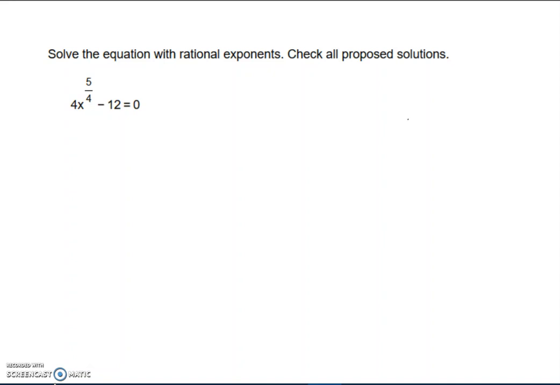Okay, this equation is 4x to the 5/4 minus 12 is equal to 0. So it's an equation that has rational exponents. That 5/4 is a rational number.